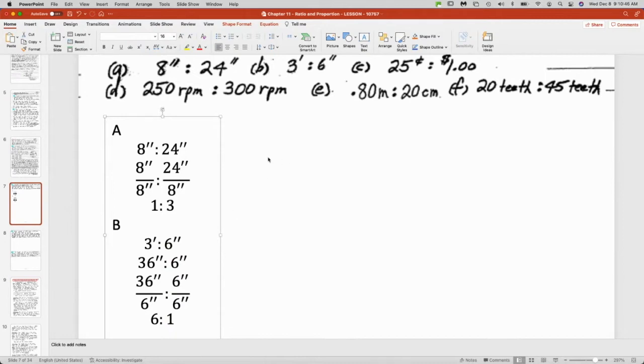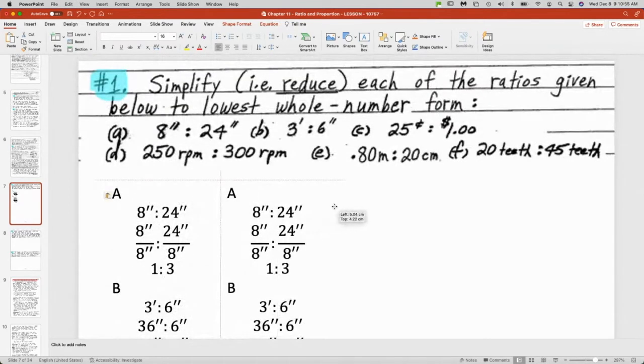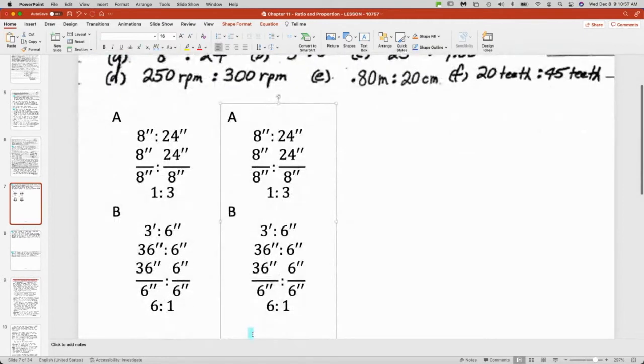I'm going to just do C, D, E, F, just trying to fit it all nicely here. So here comes the next pair of questions. I don't know what that blue thing is there. That's weird.